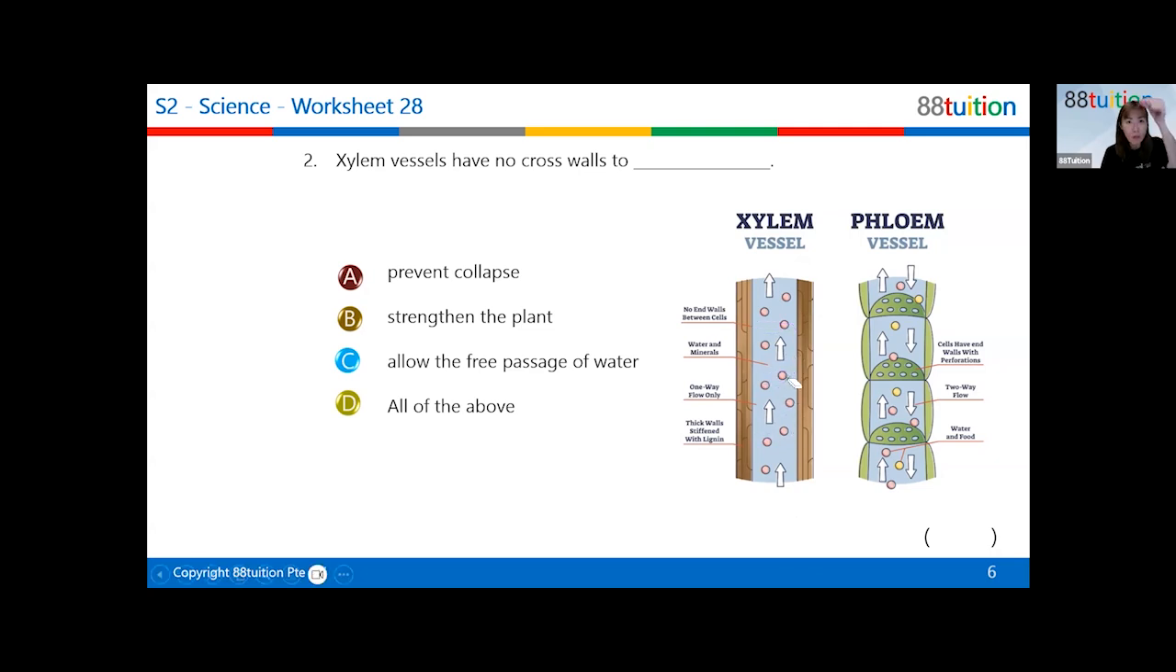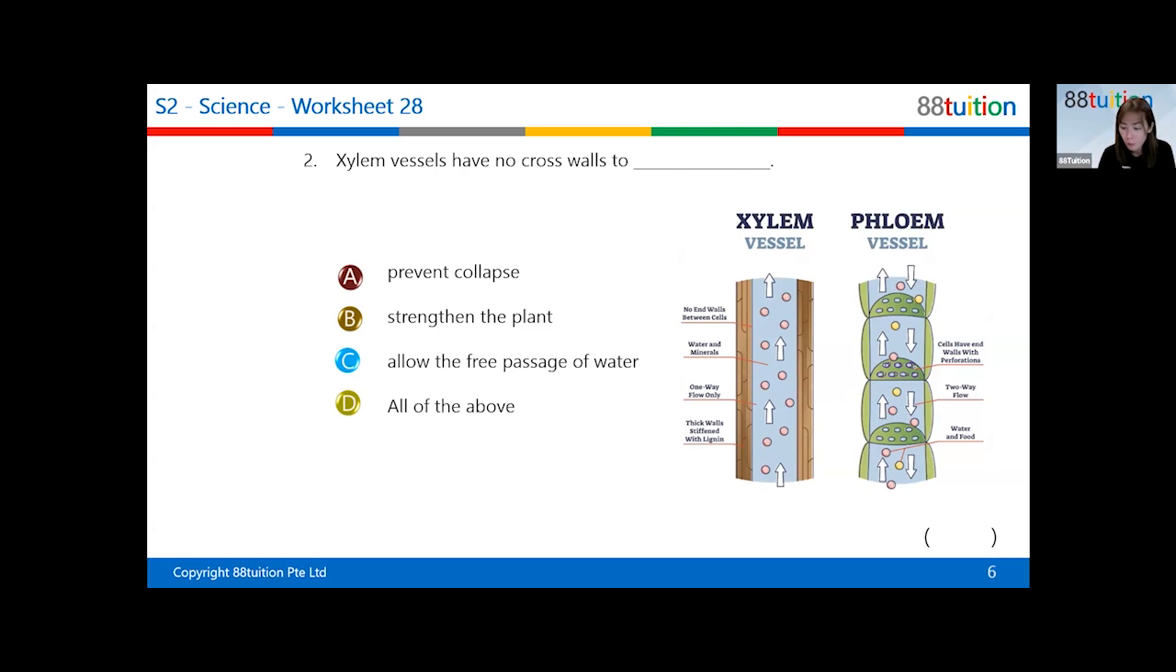So it's one straight, continuous tube for the water to flow freely. Free passage of water, there is no blockage at all. For the phloem vessel, can you see? There are some walls that appear in different parts of the phloem, but these walls have something like pores or holes. Can you see that? So this is how the phloem vessel is made up.